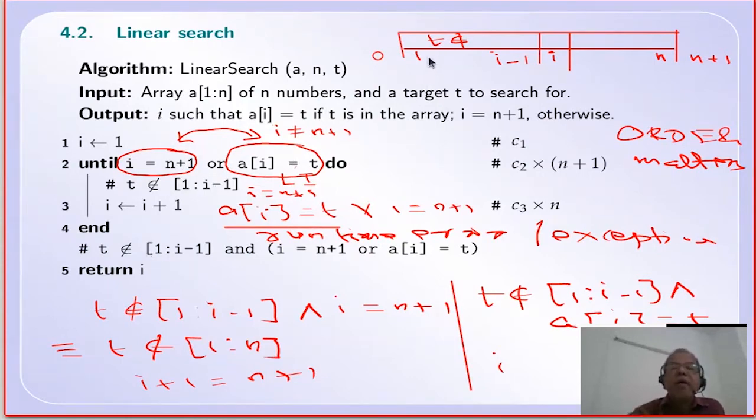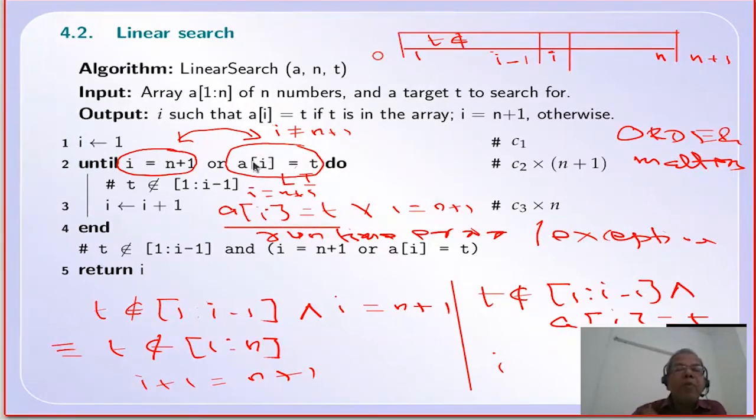Suppose the target item is not found at all. Is A at I is equal to t? This comparison is done. The loop is iterated n times. If C3 is the cost of the basic instruction, I becomes I plus 1, the total cost is C3 times n. The assignment at line 3 is executed n times, and therefore C3 times n.